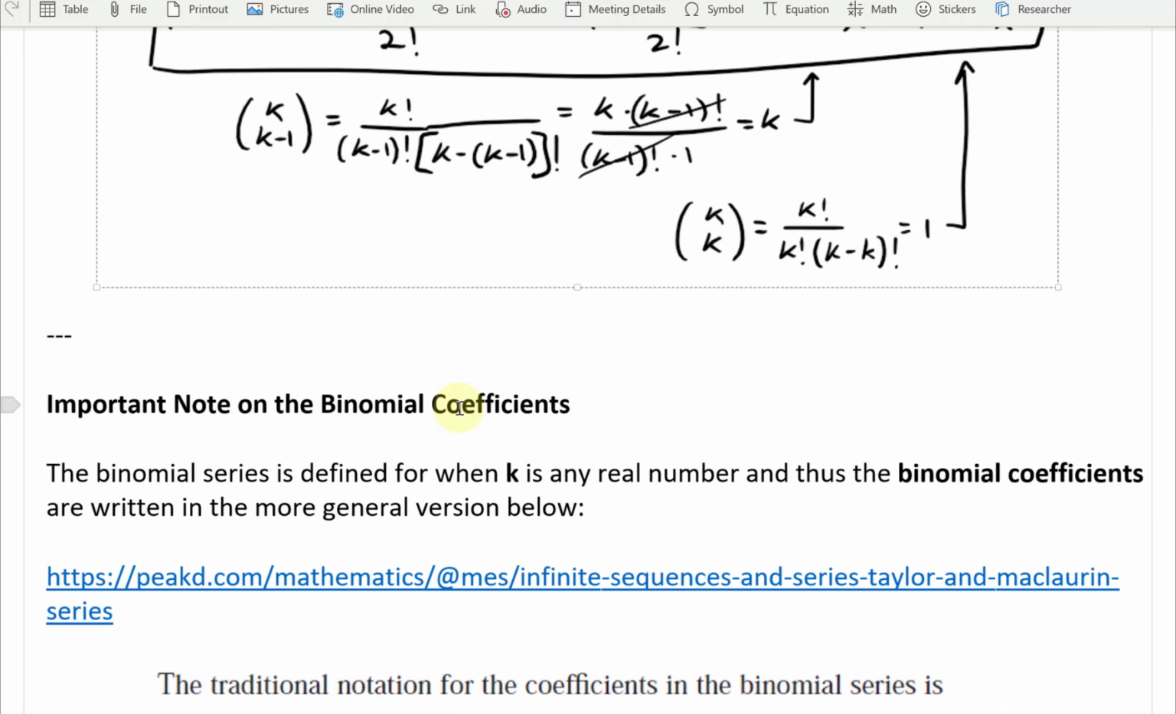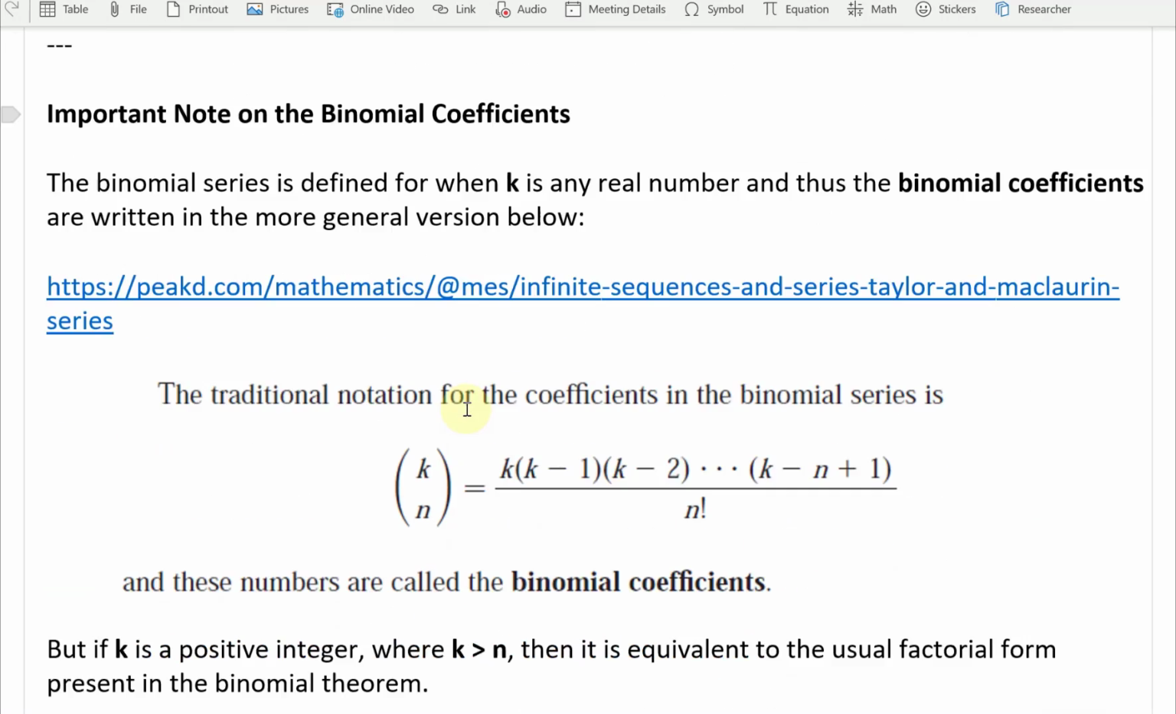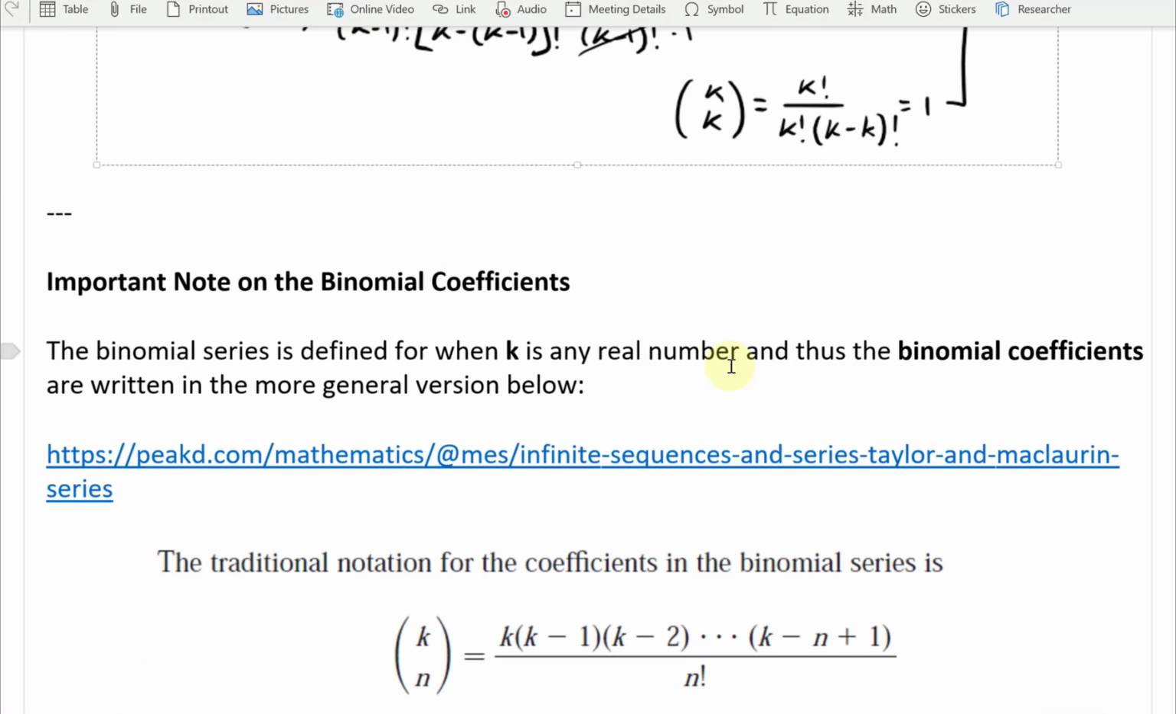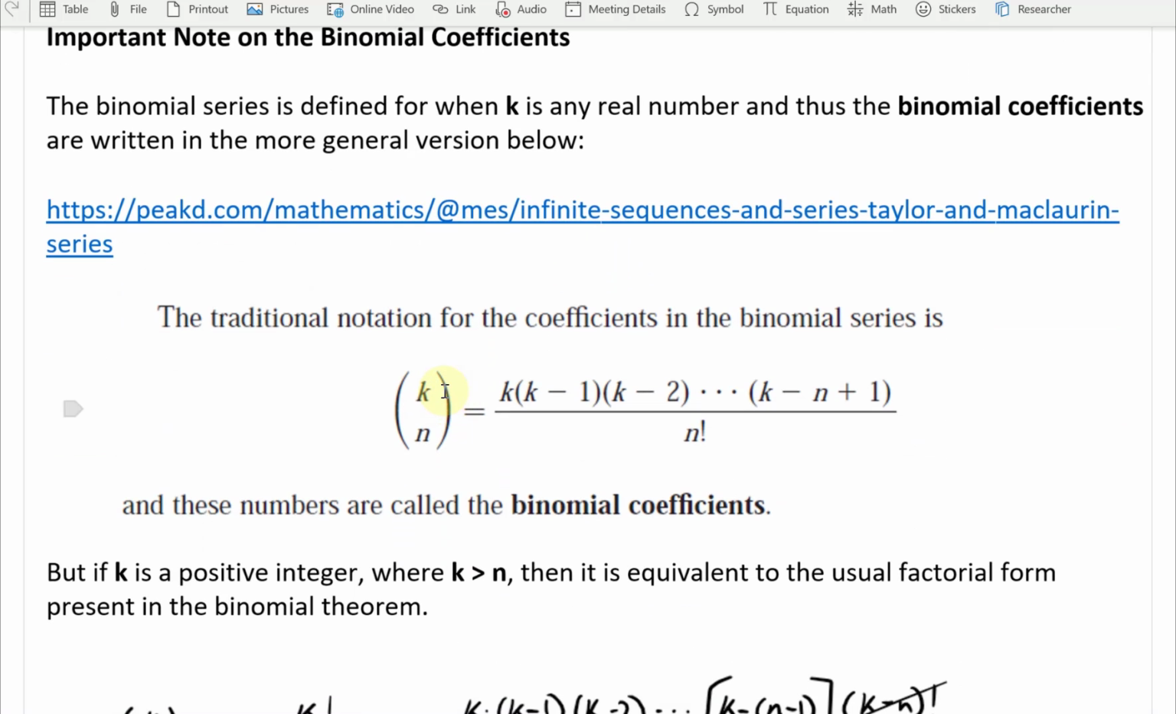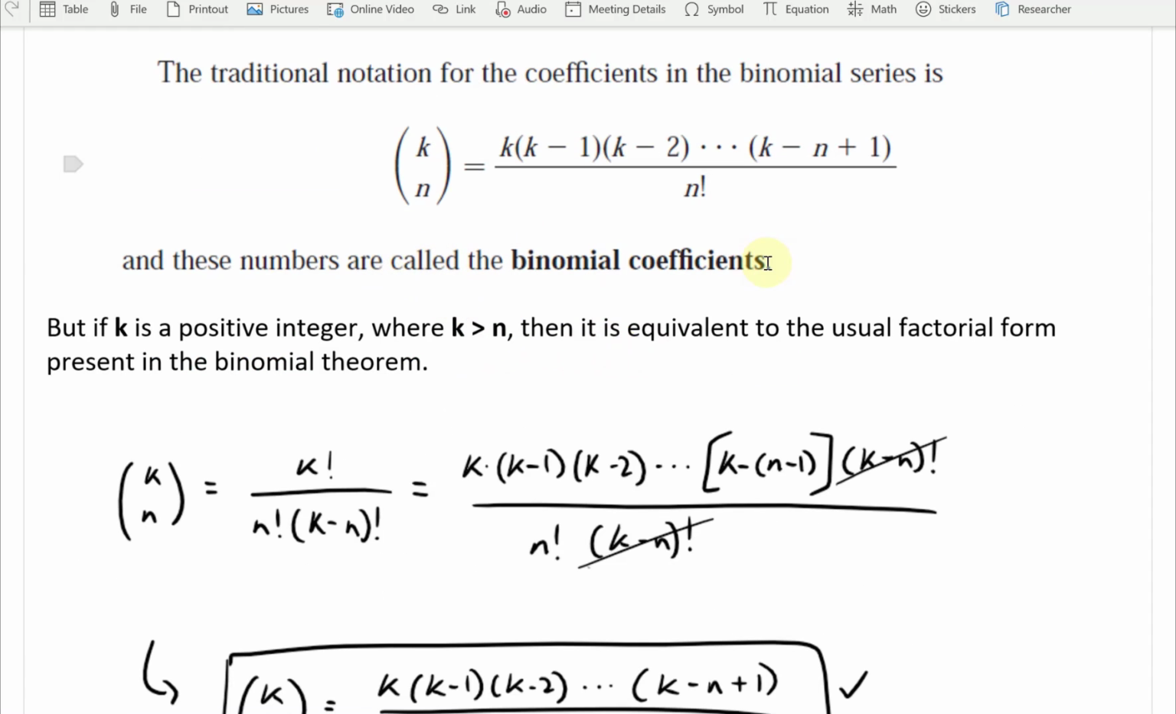Also, an important note on the binomial coefficients. The binomial series is defined for when k is any real number, and thus the binomial coefficients are written in a more general version below. So here's the traditional notation: k choose n equals k times k minus 1, k minus 2, etc., all the way to k minus n plus 1. If n is, for example, 10, the last factor is k minus 9, so that's why we have the plus 1. These numbers are called the binomial coefficients.